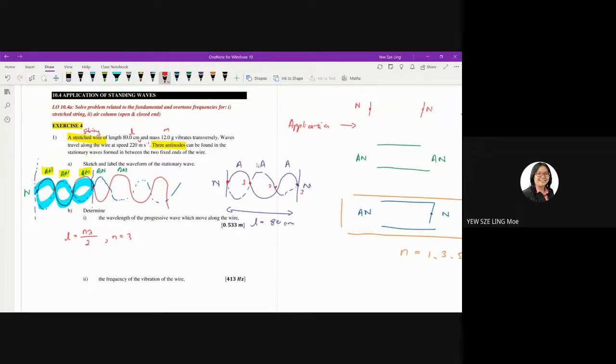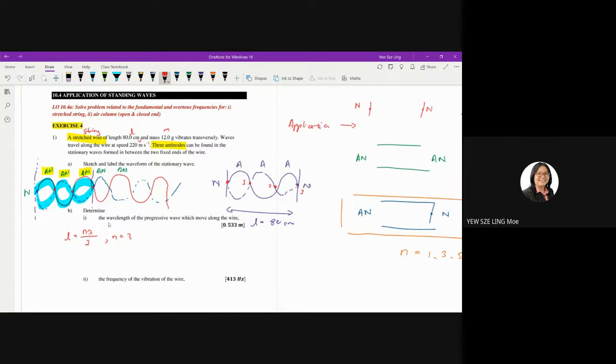Because with three nodes here, I can have three harmonics as well. From the first node until the following node, this is my first harmonic. First node to the second node, that is my second harmonic. But now I have the first node to the third node, so this is the third harmonic. So L equals n lambda over 2, and according to my diagram, my n is equal to 3.